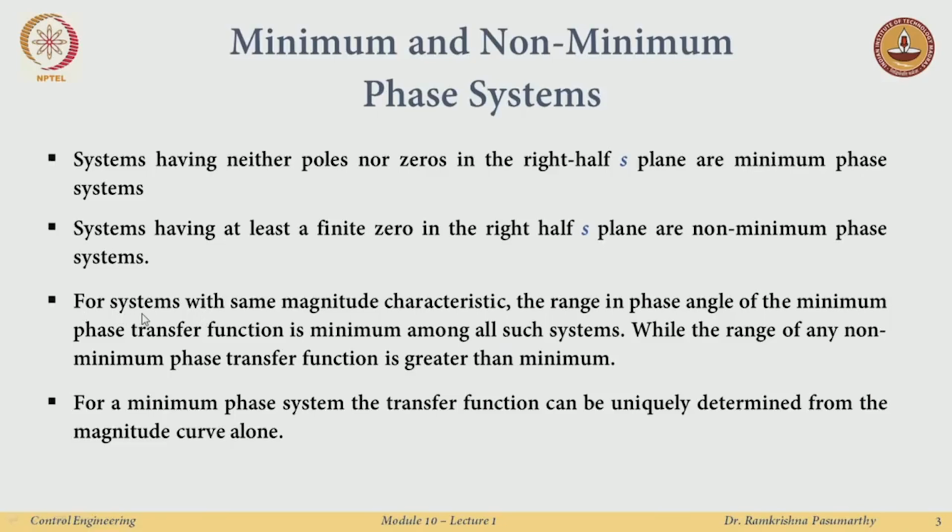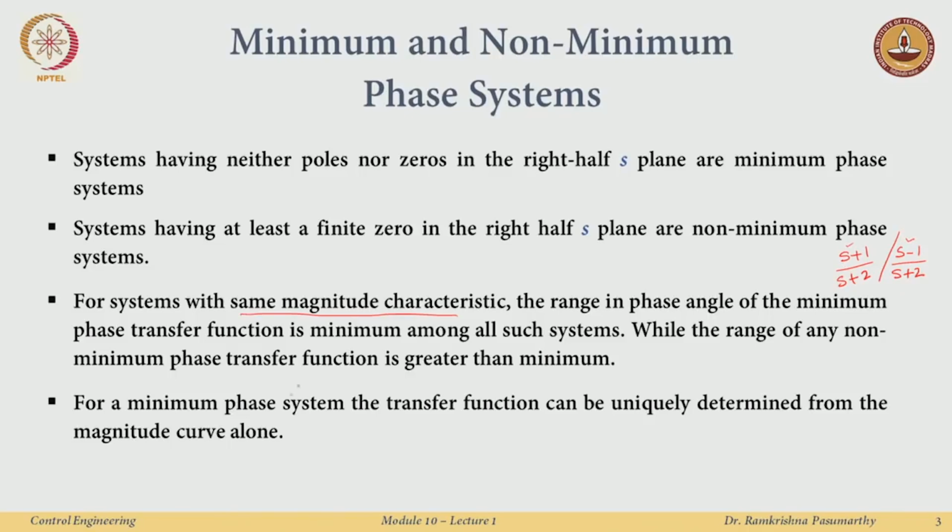There could be several systems with the same magnitude characteristic. Let's revisit this example. If I have a transfer function like s plus 1 over s plus 2, and I compare it with a transfer function s minus 1 over s plus 2, and I plot the magnitude characteristics, both of these systems will have the same magnitude characteristic. Now, just by looking at the magnitude plot, I may not know if it is a minimum phase or a non-minimum phase.